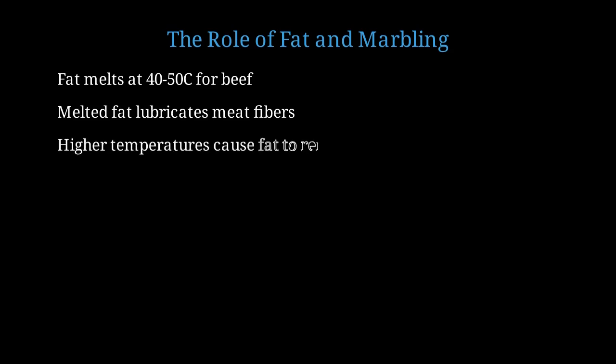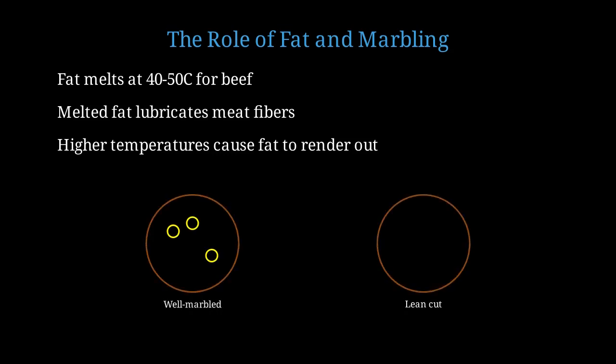At higher temperatures, fat doesn't just melt, it renders out of the meat completely, potentially leading to dryness despite the fat content. This comparison shows well-marbled meat on the left, with yellow fat deposits, versus a lean cut on the right. The marbled meat is more forgiving of longer cooking times.